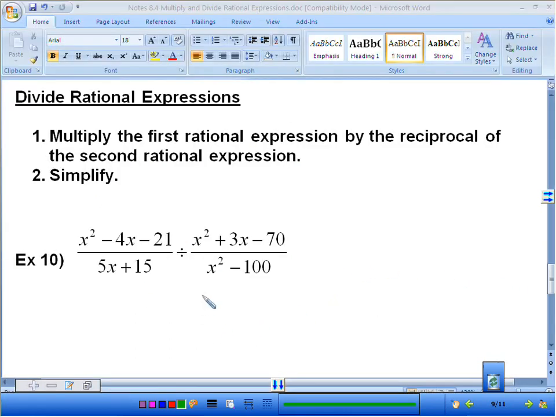Let's divide now. The first thing we're going to do is to flip the second expression. Remember, dividing a fraction is easy as pie. Flip the second and multiply. That's the rule we're going to use here. But remember, we want to factor first. So make yourself a note to factor first.